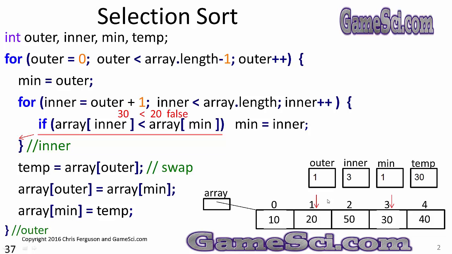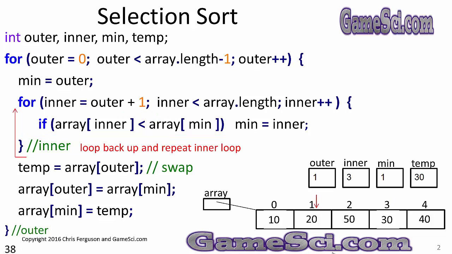Now look at the two arrows. This is our minimum value here. This is the value we're currently looking at. Is the new value smaller than the old one? Obviously not. So let's skip the if portion of this statement and go back to the end of the loop, where we'll loop back up and repeat the inner loop once again.